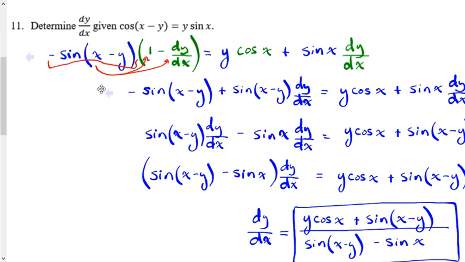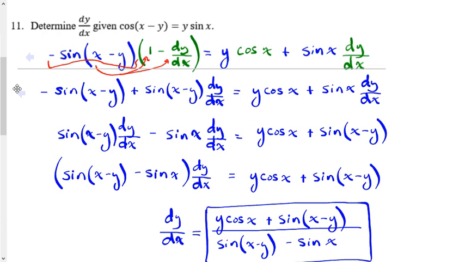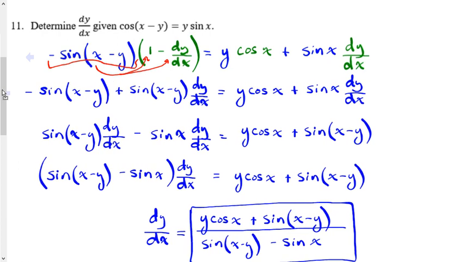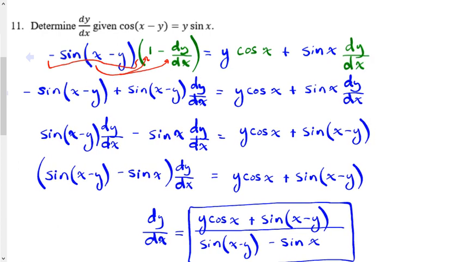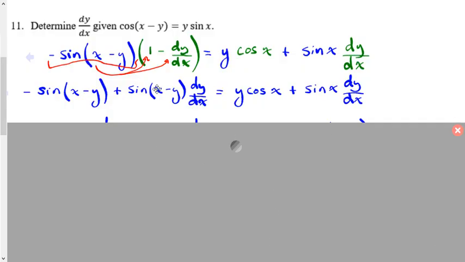Oh, look at all that information. Let's hide a bit of it. Here we go. So here I've distributed in. This blue part multiplied by 1 is still the same blue part. The blue part times the negative dy/dx. Well, the blue part was negative, so negative times negative gives me a positive sine(x minus y) times dy/dx. Right side is unchanged.